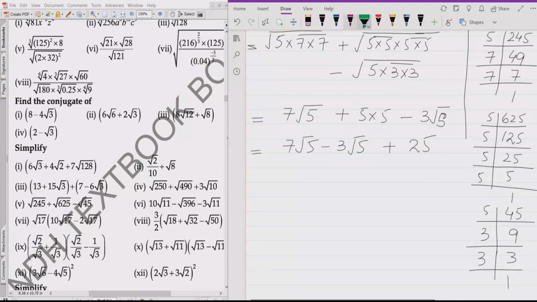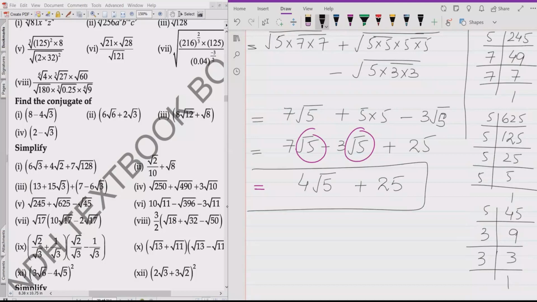Now these are similar surds, so we can subtract both of them, like 7 minus 3 is 4, and we have root 5 here, and the answer is 4 root 5 plus 25, right?